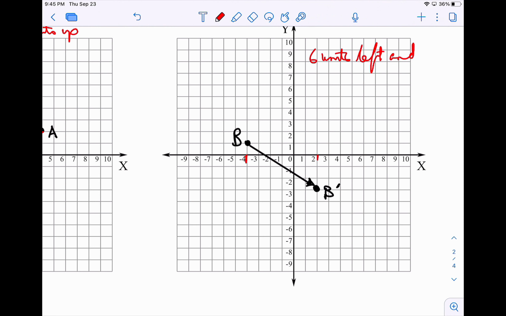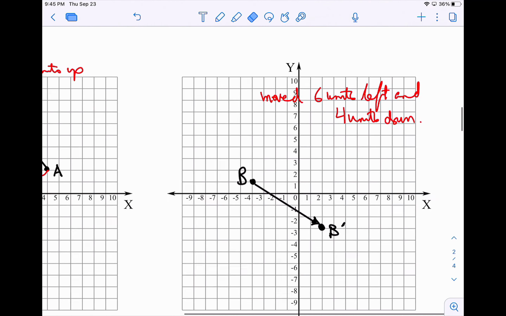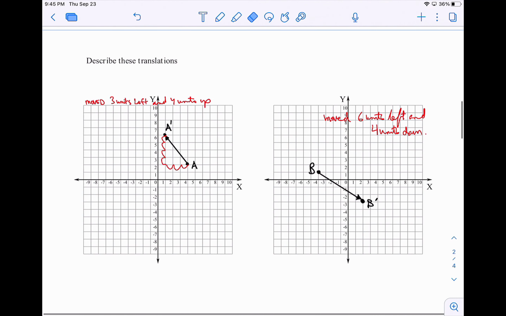And how far did we go down? We started at a +1 and we ended at a -3. So that is 4 movements down, 4 units. Now to double check that, 1, 2, 3, 4, 5, 6. 1, 2, 3, 4. There we are. Okay. So there's our description of that translation.